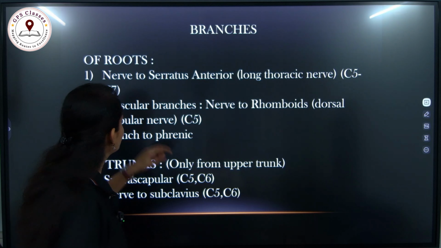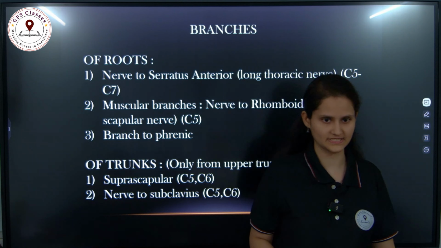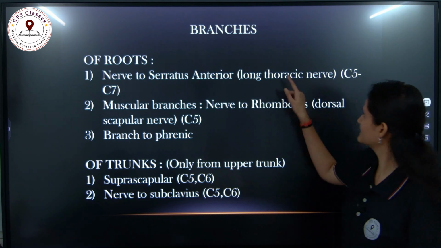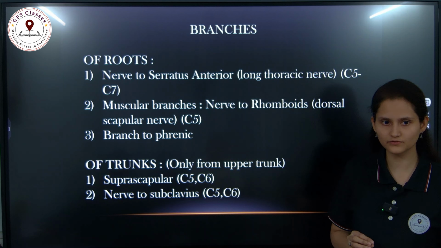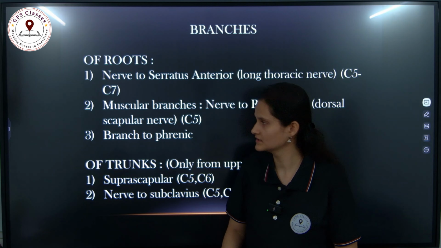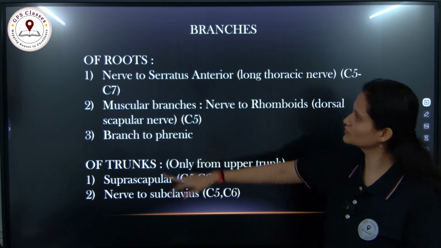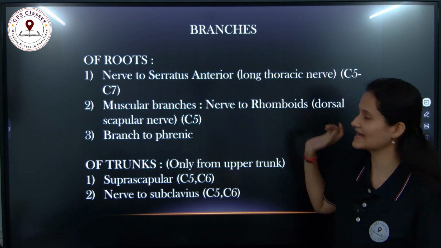Now, the roots, the trunks, and the cords all give branches. The bracket that I have written, these are the nerve roots. So nerve roots means what? From the roots they have been formed. The roots give branches as nerve to serratus anterior.